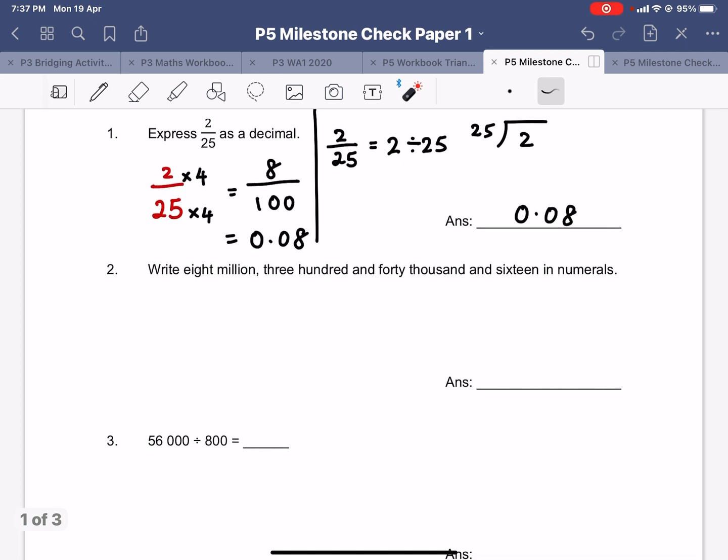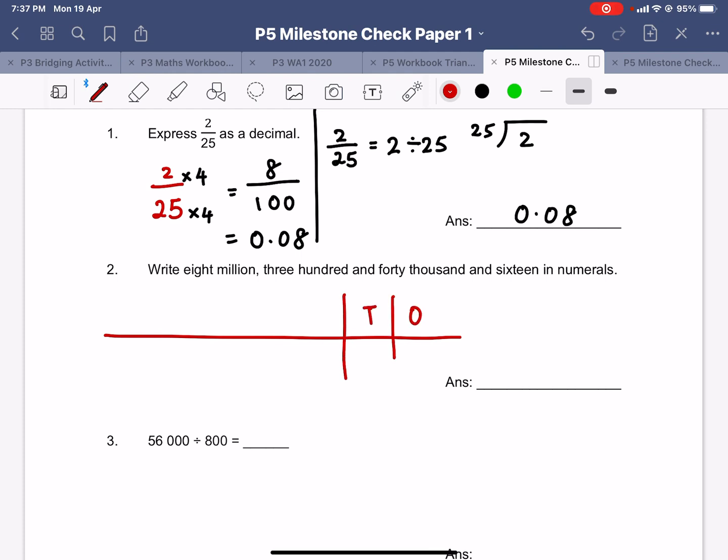Question number 2, 8 million. So we revise our place value again. We have the ones, tens, hundreds, thousands, 10,000s. We have the 100,000s. And after the 100,000s, we go into millions. So 7 digits for a million. This is 8 million.